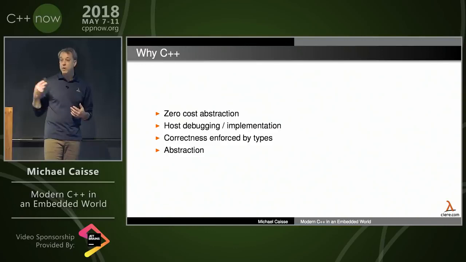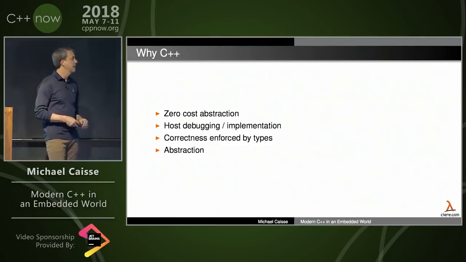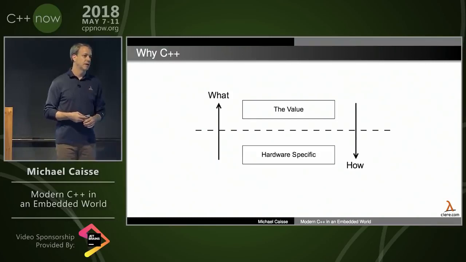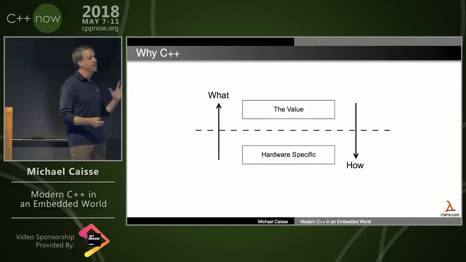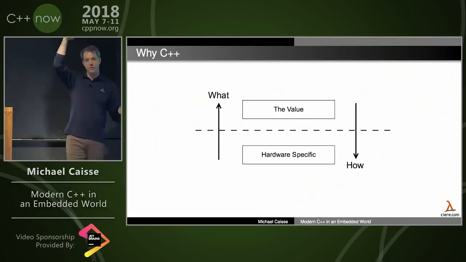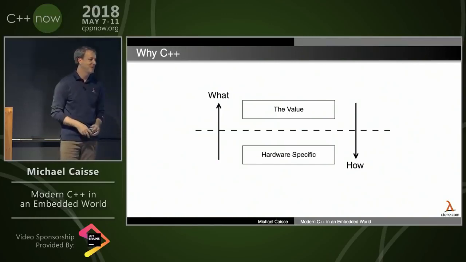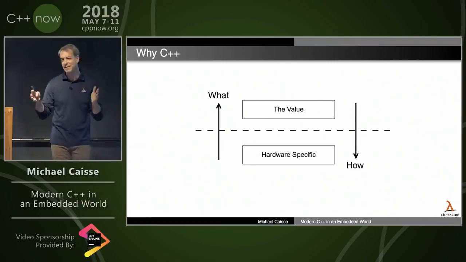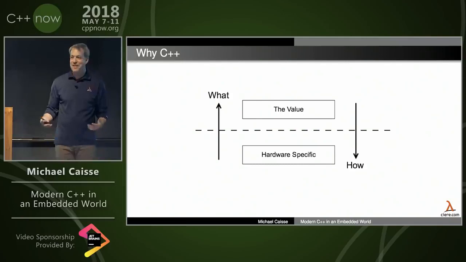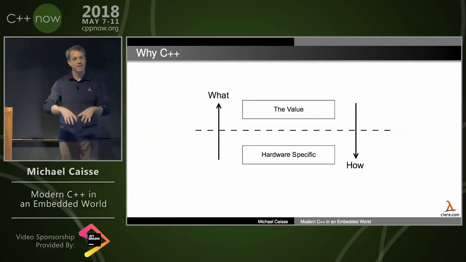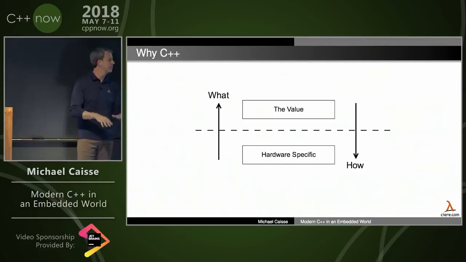I want to be able to do things like enforce correctness through types. And again, I want an abstraction. So if you were at Ben's talk earlier today, this is a lot what Ben was talking about also. We want to take the what's and move them up. And we want to take the how's and push them down. The things at the top are the value that you add every day. You may not think about your job that way. You might think about your job currently as implementing the very best state machine in the whole world. But actually, it's what the state machine does that gives the company value. It gives the product value. And we want to actually spend a lot of time thinking about those things and moving it up. And the things that are hardware specific, the things like drudgery, we want to move down into libraries, okay? We want to push that down.